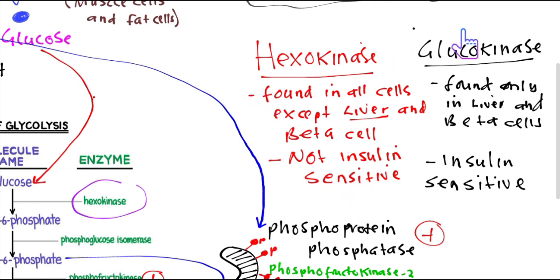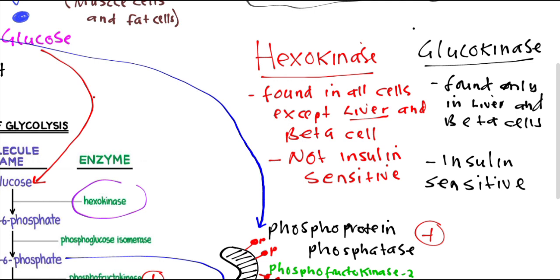Now let us compare it to glucokinase. Hexokinase is found in all cells except liver and beta cells. Glucokinase is found only in liver and beta cells. Have you seen the difference? Hexokinase is not insulin sensitive, so it is not controlled by insulin. But glucokinase is insulin sensitive. What do we mean? Glucokinase is controlled by insulin.